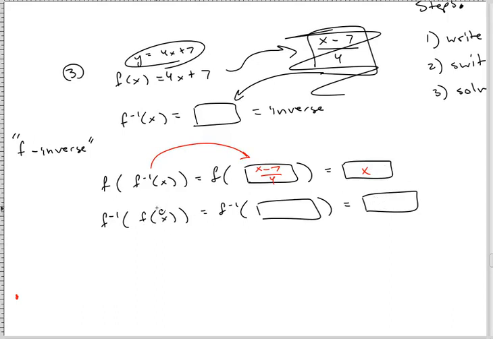Same thing here. They want your original here. So your original is the 4x plus 7. And again, x verified, I guess. Verified. I think that's how you spell it. Anyways, verified. Everything's great. Cool.